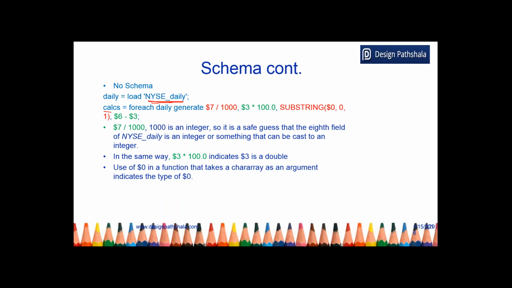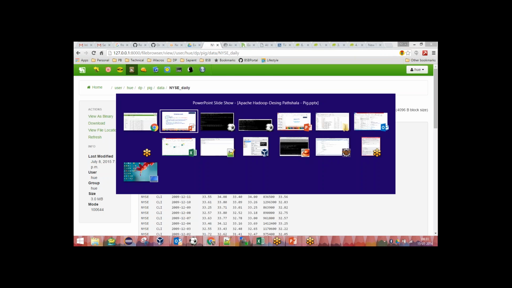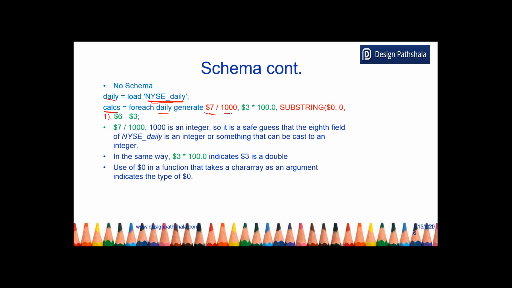So in the next line, I am creating a new variable called calcs, which is dependent on the daily variable. FOREACH is a kind of statement which will run on each and every data line of this daily. So for each daily, it's like a for loop in your Java. So for each daily, generate, do these things. $7, that means the eighth column: first, second, third, fourth, fifth, sixth, seventh, eighth column. That is the volume column. Generate $7 divided by 1000.